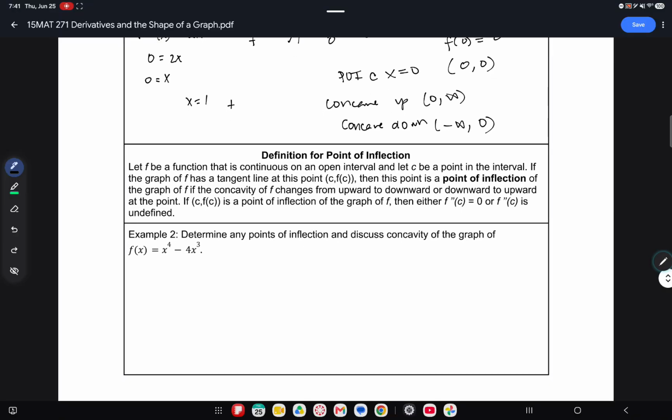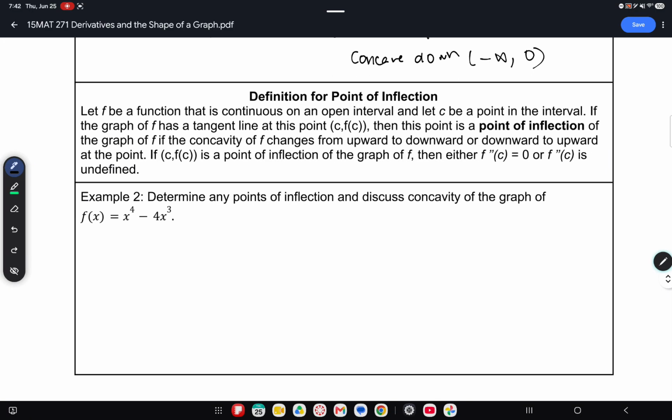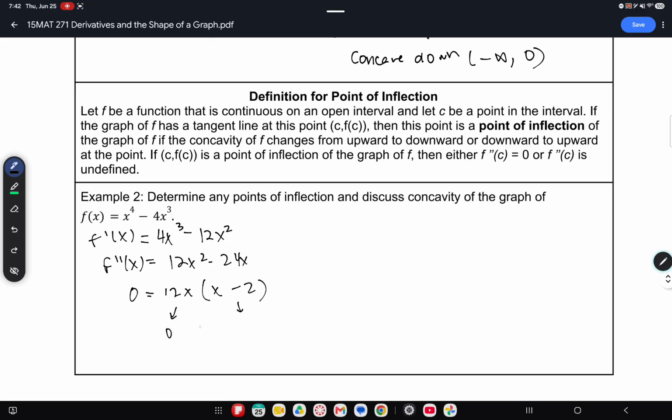So let's find some inflection points. Determine any inflection points and discuss the concavity of this graph. So let's find a first derivative so I can find a second. So 4x cubed minus 12x squared, and then 12x squared minus 24x. If I set that equal to 0, I want to find a GCF here. So 12x, and I'm left with x minus 2. So my critical points are 0 and 2. We're going to cross each time because that multiplicity is odd.